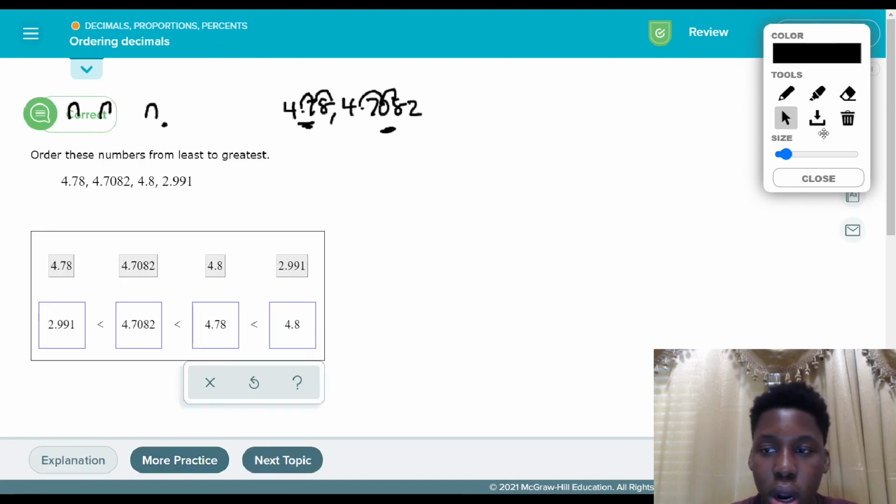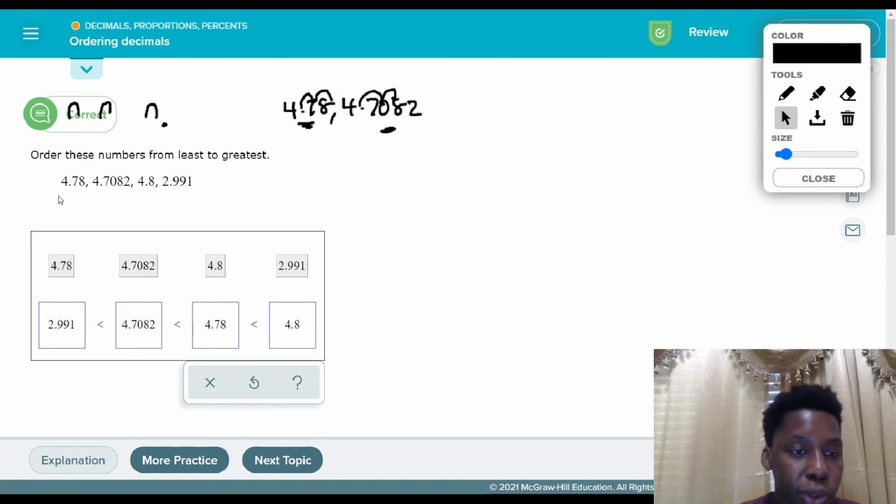All right, so let me do a quick recap on what I did. The first thing is I always want to look through each digit of all the numbers that I'm asked to compare. The first time, I looked through the first digits. This first digit was a 4, this one was a 4, this was also a 4, but this is a 2. We know 2 is smaller than all the 4s here, so automatically 2.991 is the smallest number here, so that's why I put it here.